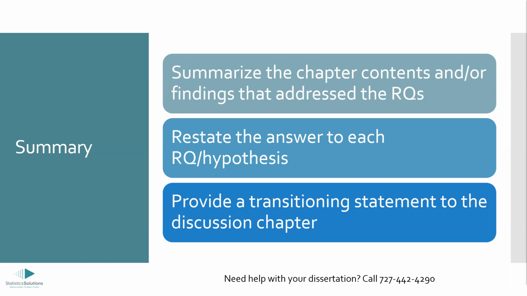And then finally, after you present all of the results for each of the research questions and hypotheses, you can end your results chapter with a summary. And this is usually just a summary of the chapter contents or just a summary of the findings for each of the research questions. So you want to restate the answer to each of the research questions and hypotheses. If you have hypotheses in null and alternative format, restate whether each null hypothesis was rejected or not rejected, and then provide some kind of transition to your discussion chapter.